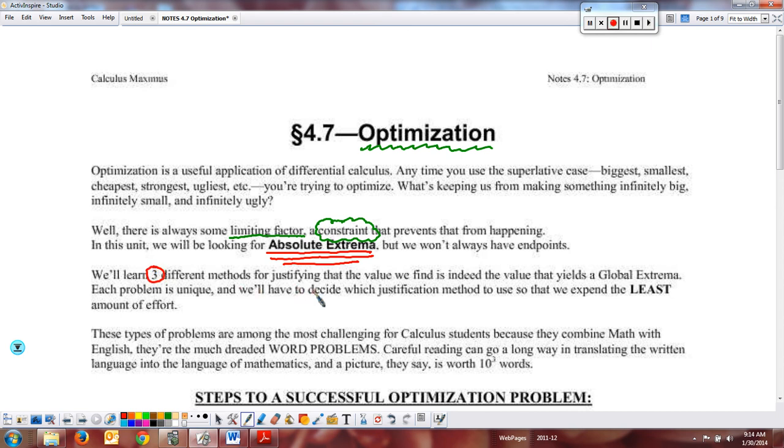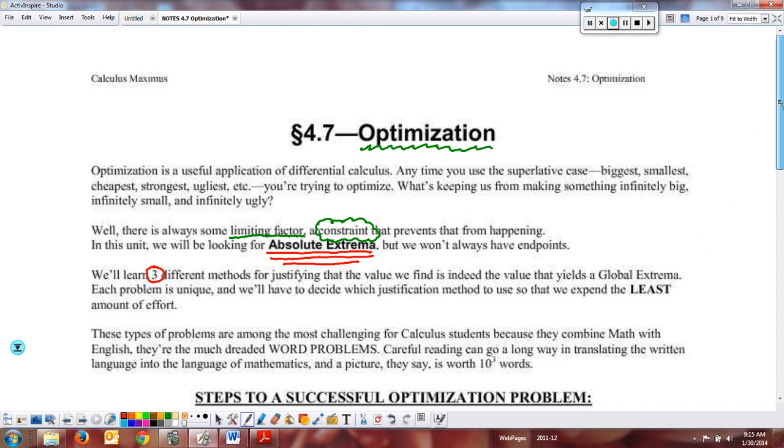The first method should be obvious if I'm going for an absolute or global extrema, which is the extreme value theorem. But we do have to remember that the extreme value theorem requires the function be continuous on the closed interval, differentiable on the open interval, and you must have a closed interval that you are considering in order to use the extreme value theorem. And then for the other two methods, we're going to modify our first derivative test for extrema, and we're going to modify our second derivative test for extrema to get a third method.